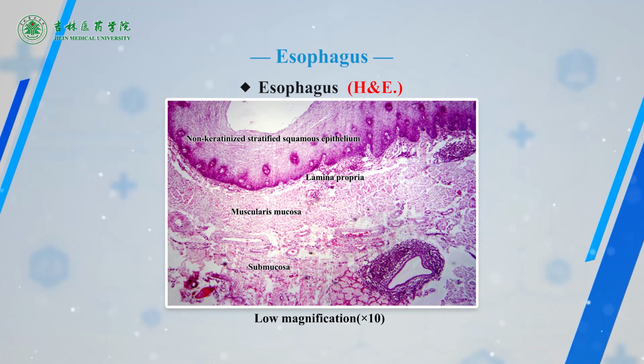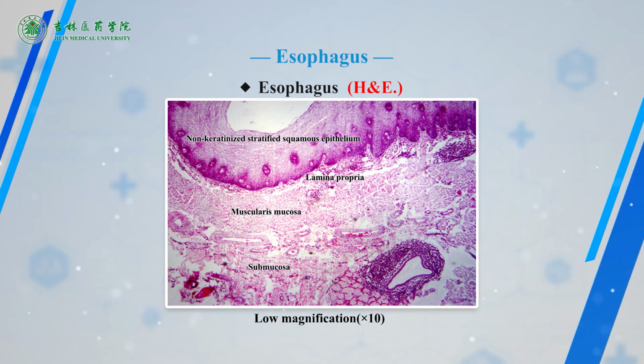First slide: esophagus, obtained from the section of esophagus, HE staining. On the histology slide, 2 of the 4 layers of the esophagus are visible, mucosa and submucosa. When we look at the histology slide, it can be seen that the mucosa of the esophagus is lined by non-keratinized stratified squamous epithelium.